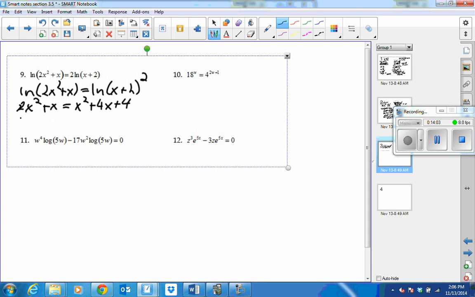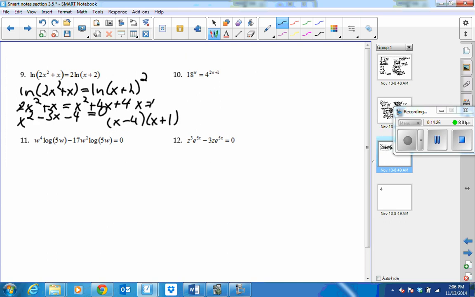Subtract x squared from both sides, and we get x squared. Subtract 4x from both sides, we get minus 3x. And subtract 4 from both sides, minus 4 equals 0. So that's going to factor to x minus 4 times x plus 1. So x equals 4 or negative 1, that's extraneous. So x would have to equal 4.